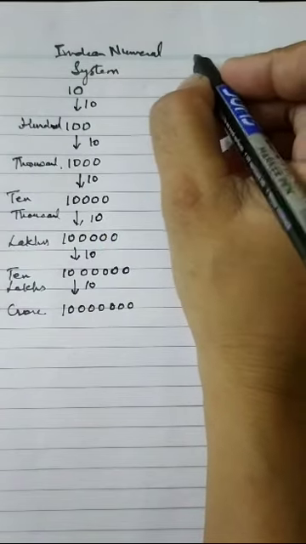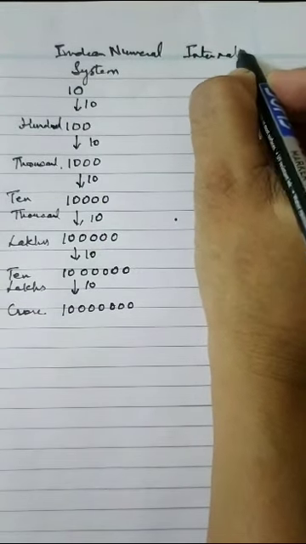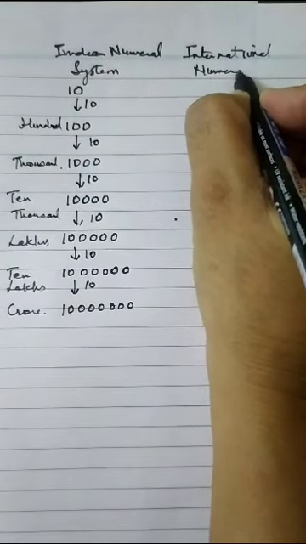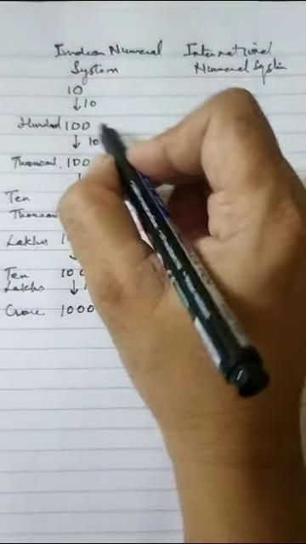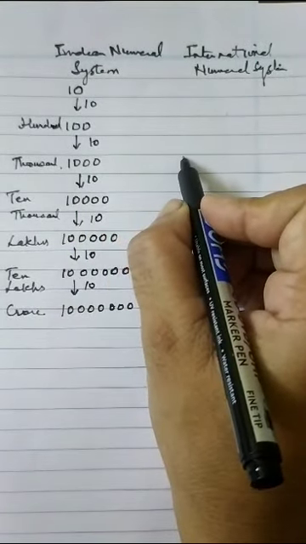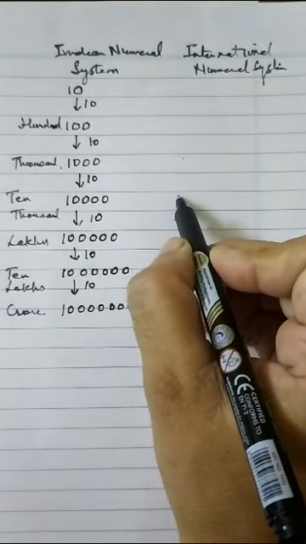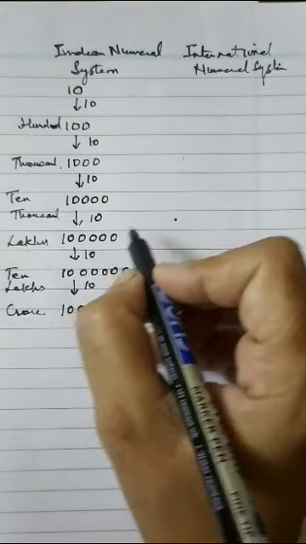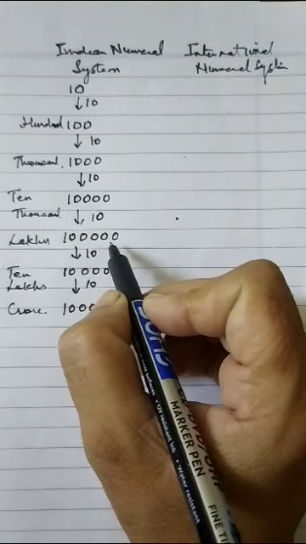Now if I have to write the numbers in the international numeral system, ten is called 10, right? This 100 is again here 100. 1000, it is also called 1000 in the international numeral system. This 10,000 is again called 10,000 in the international numeral system. And if I multiply this 10,000 with 10, I get lakh in the Indian numeral system.